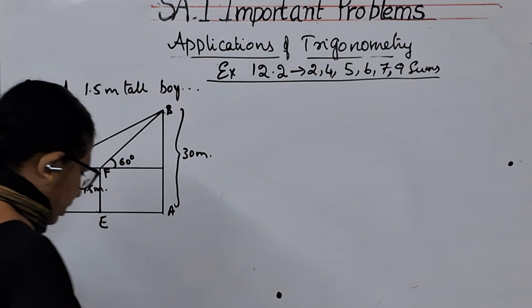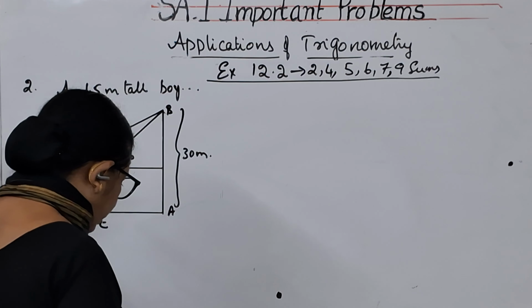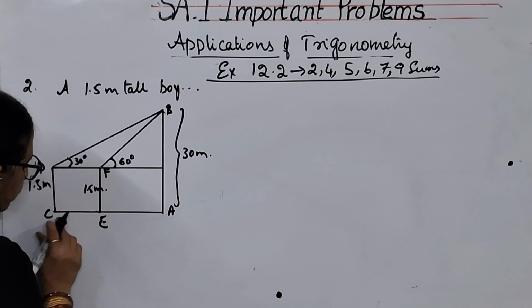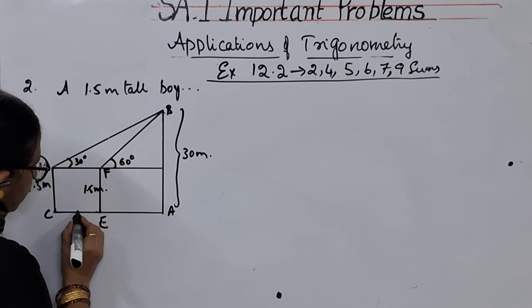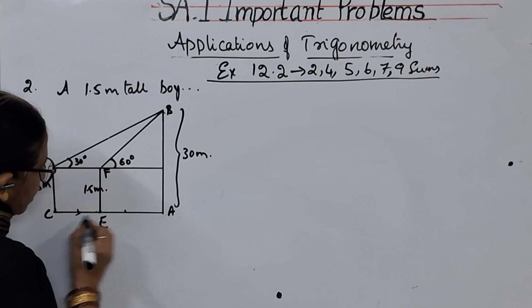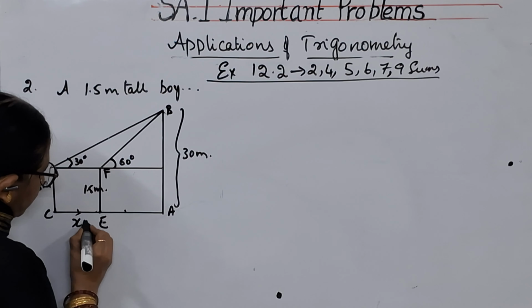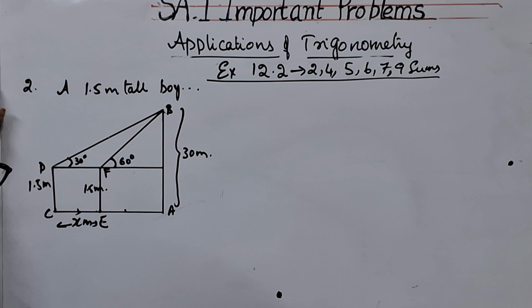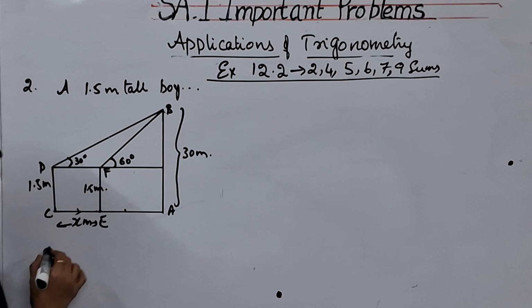From 30 degrees, the angle of elevation is changed to 60 degrees. Now the question is, find the distance he walked towards the temple. From here, he walked towards the temple. This is the distance that he has traveled. This you need to find out. Okay, children. Now, what have they given? They have given the height of the boy.